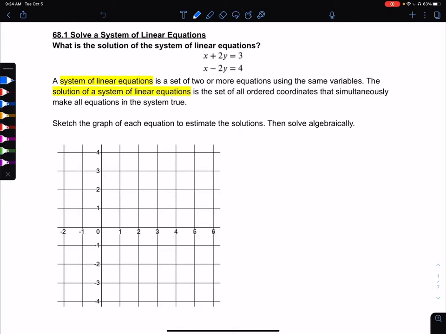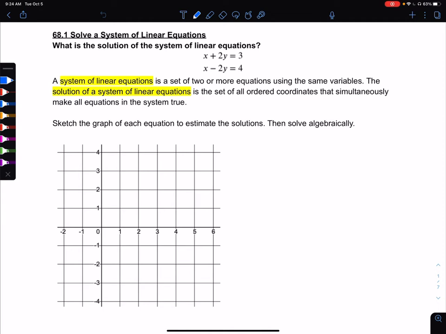In this video we're going to look at topic 68, section 1, topic 68, example 1, where we solve a system of linear equations. So what is the solution of the system of linear equations? They give us two equations: x plus 2y equals 3 and x minus 2y equals 4.